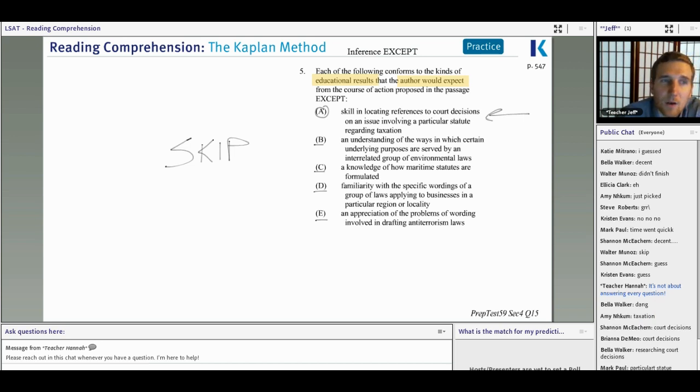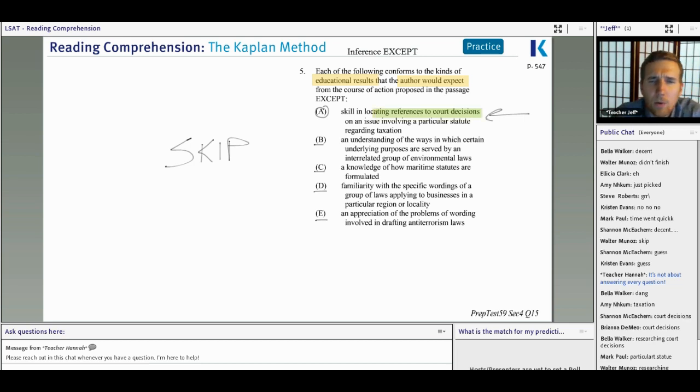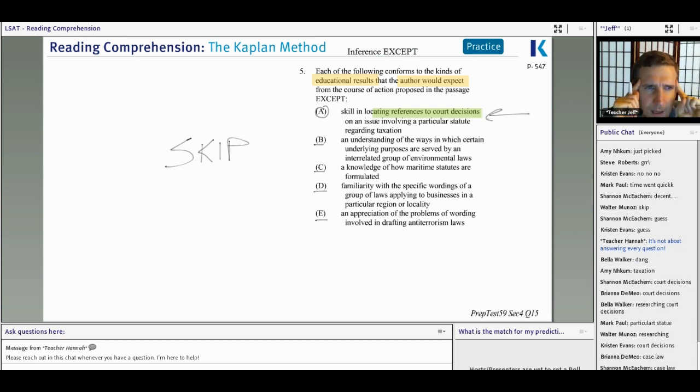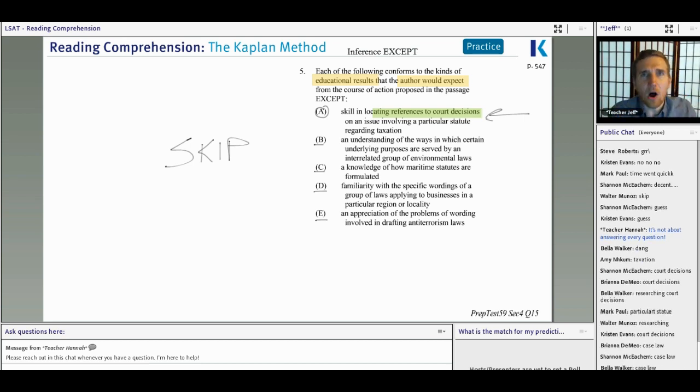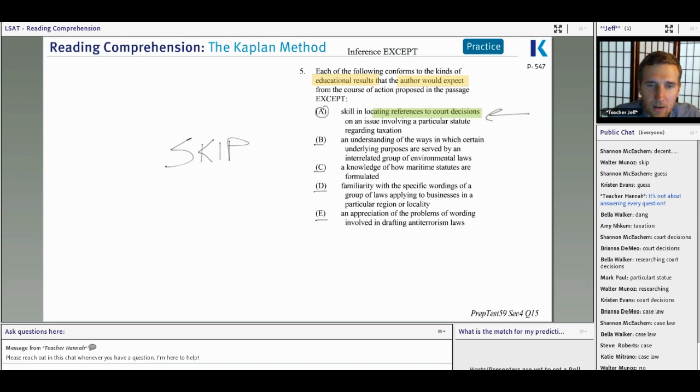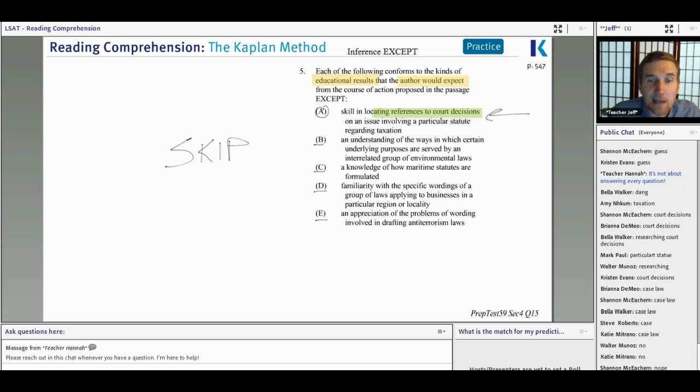Yeah, it says locating references to court decisions. Whoa, whoa, whoa. What does that sound like? That we've talked a fair bit about today. Court decisions, that's case law. Is case law going to improve if there's more training in statutory law? No, negatory. And that's why this is the right answer, because we need the exception.